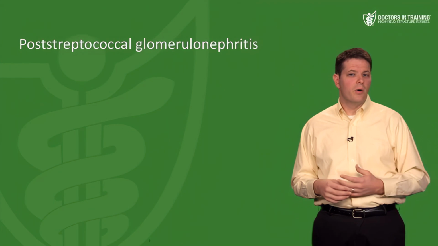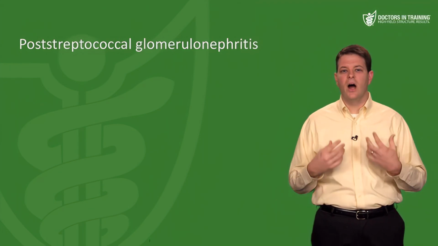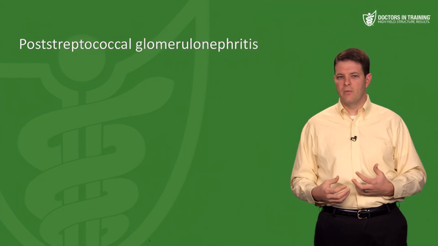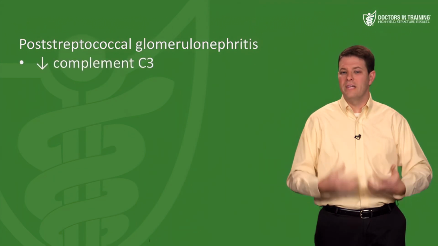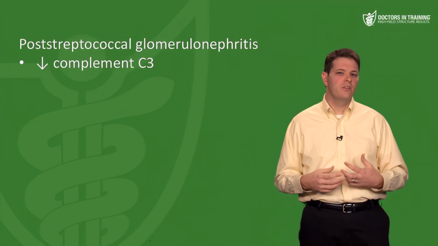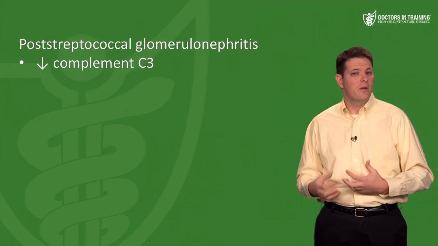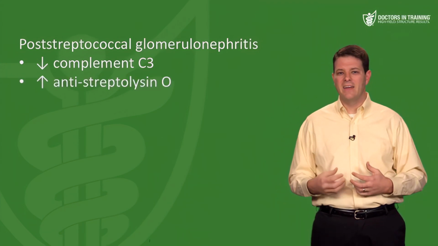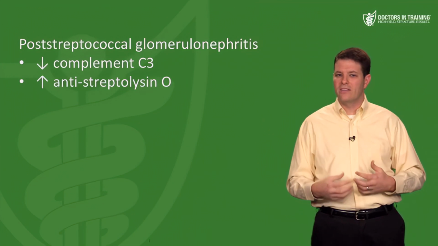A couple of other clinical points. These patients have activation of complement, which leads to destruction of the basement membrane. And this means that there's an overall decrease in complement C3 levels. And then one test that's traditionally been used to prove that the patient did in fact have a recent strep infection is a high anti-streptolysin O titer, or ASO titer.